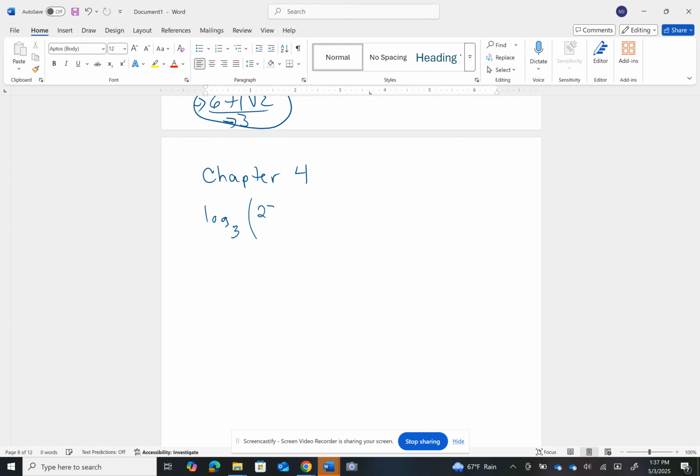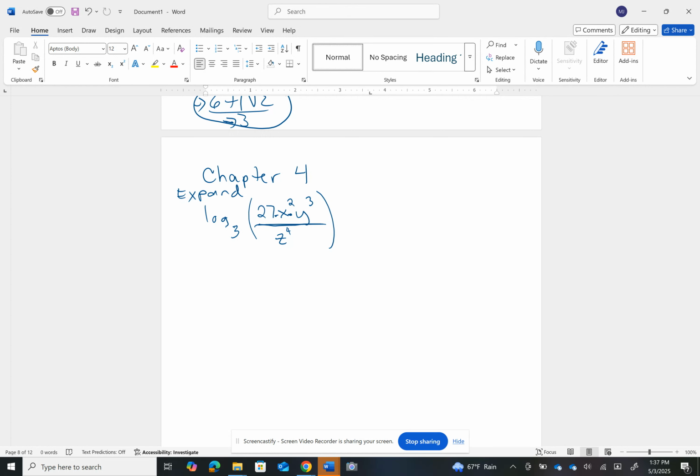Let's do 27x to the second, y to the third, over z to the fourth. Okay. All right, so say we have one like that. So here we have all multiplication and division involved. So this would be one that would ask you to expand the logarithmic expression.